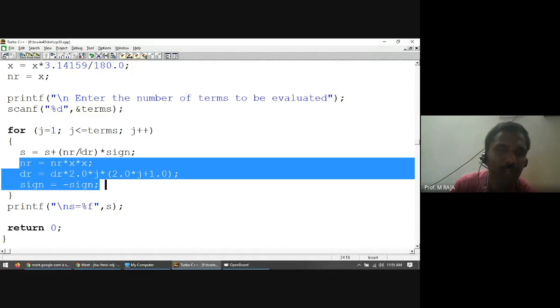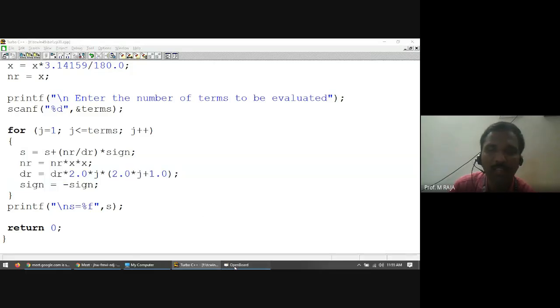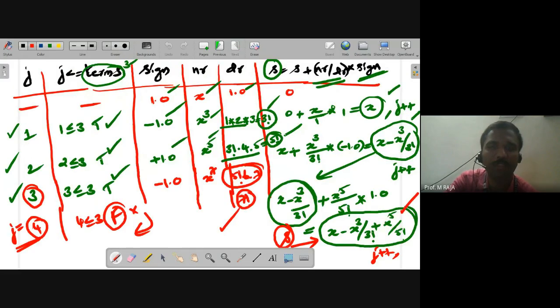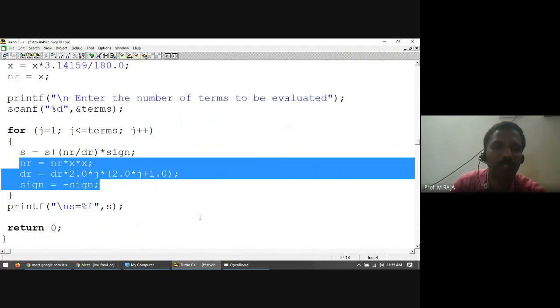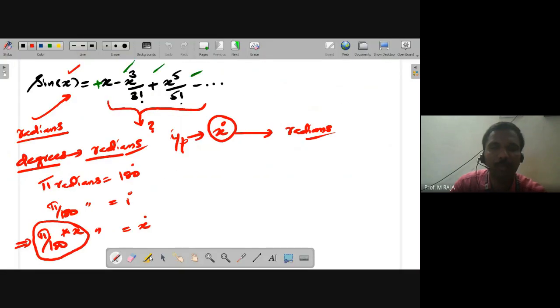But anyhow, this logic exactly evaluates the required number of terms, so that the correctness of the program, or the correctness of the algorithm, is proved. Hope you understand this example.